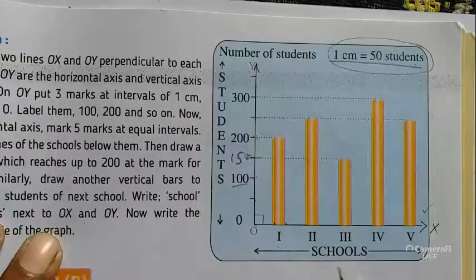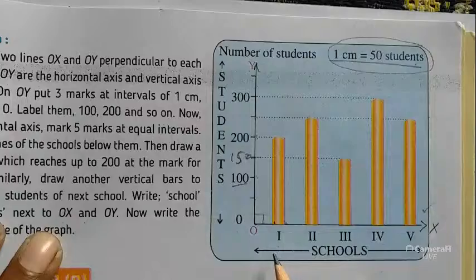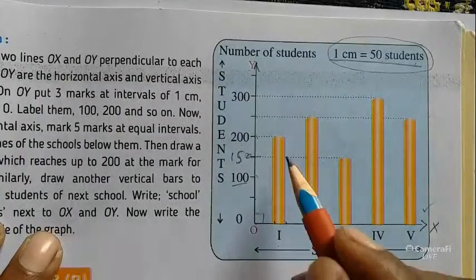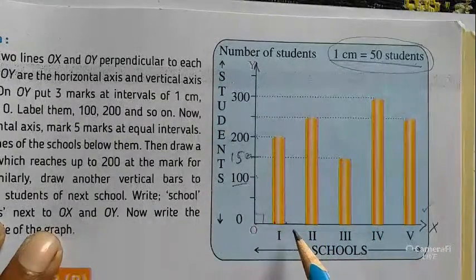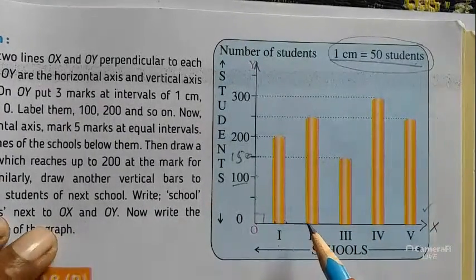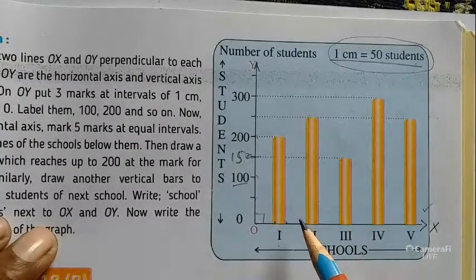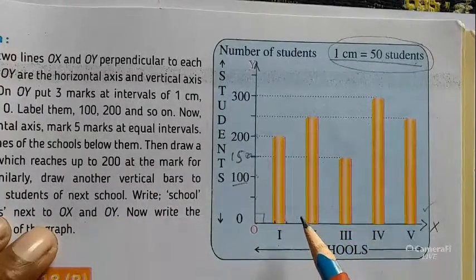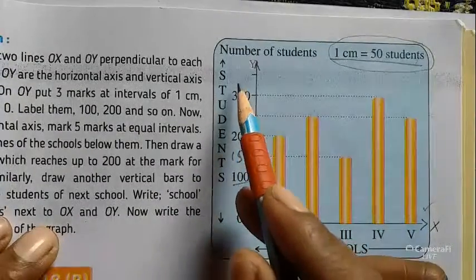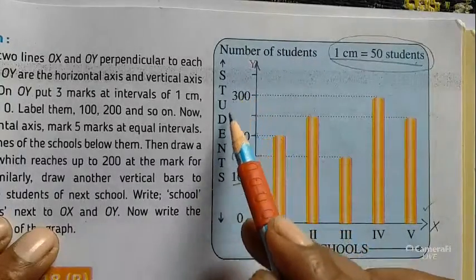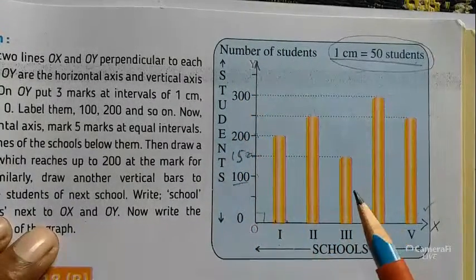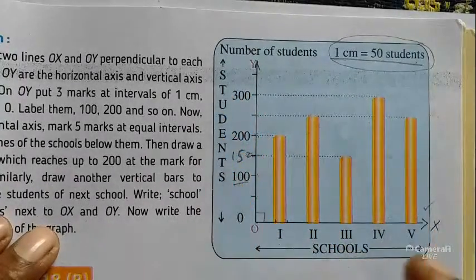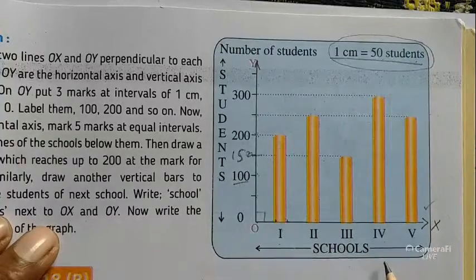On the x axis we just write the name of the school. We will draw the bar, the rectangle, on this x axis, standing on the x axis. And what will be the height? The height, or length of the rectangular bar, will be the number of students. So the number of students we will represent on this y axis, on which we have drawn the scale. On this axis the number of students, on this axis the school name.